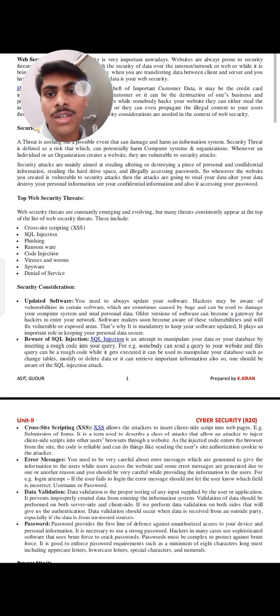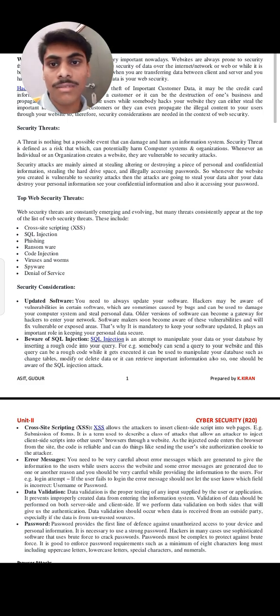Next, what are security threats? A threat is nothing but an error. In computers there are two things: protection and security. A security threat is a possible event that can damage and harm the information system. Security threats are defined as a risk that can potentially harm computer systems and organizations. Whenever an individual or organization creates a website, they are vulnerable to security attacks. Security attacks are mainly aimed at altering the policies; these are called security threats.